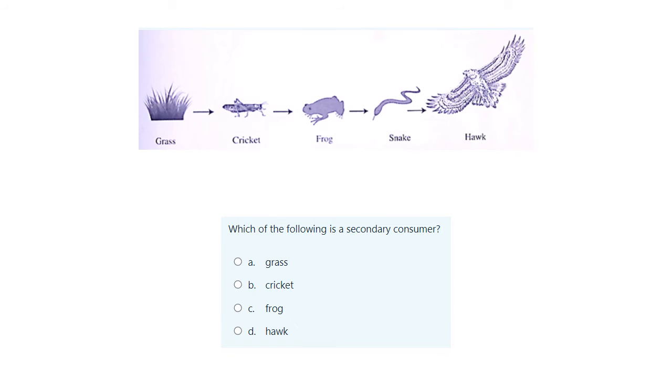What is the secondary consumer? Well, we have the producer, which is the grass. We have the primary consumer, the cricket. We have the secondary consumer, which is the frog. So the correct answer is C, frog.